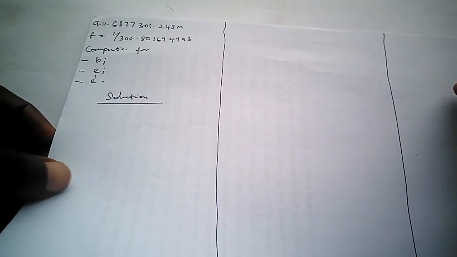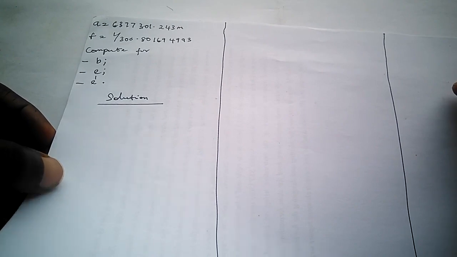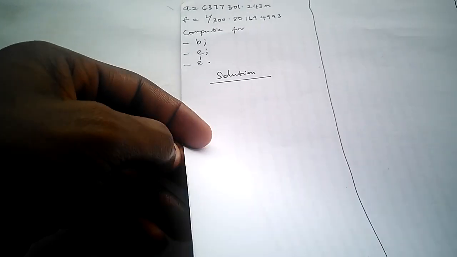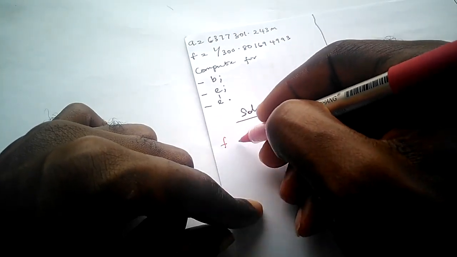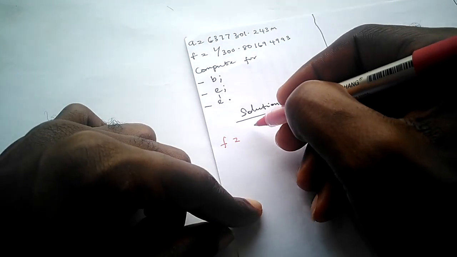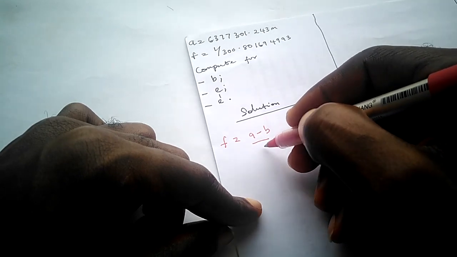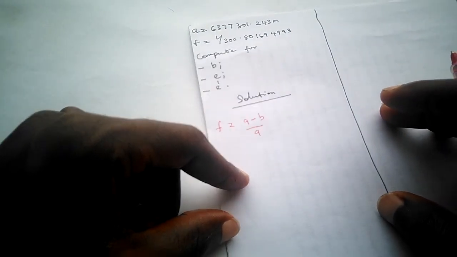So first off, before we do anything, we are going to quote the formula we are going to use. The first thing is the formula for flattening: F is equal to A minus B all over A. That's a very important formula we are going to use.